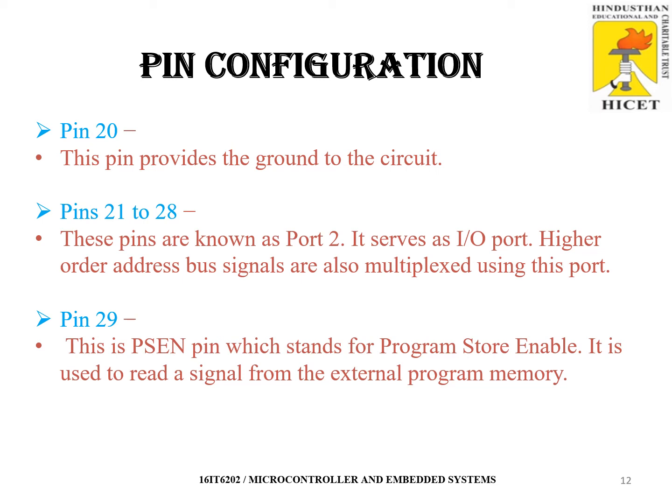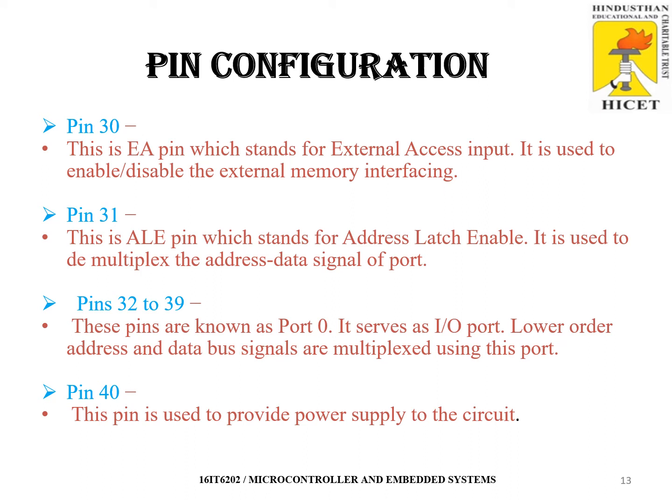The next pin is pin number 29. This is the PSEN pin, which stands for Program Store Enable. It is used to read a signal from the external program memory. Now coming to the 30th pin. This is the EA pin, which stands for External Access input. It is used to enable or disable the external memory interfacing. The next pin is 31. This is the ALE pin, which stands for Address Latch Enable. It is used to demultiplex the address and data signals of the ports.